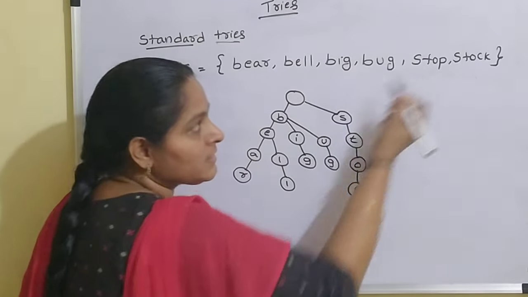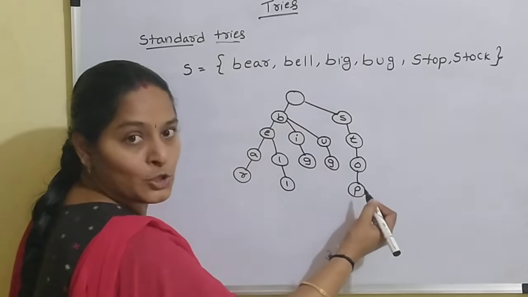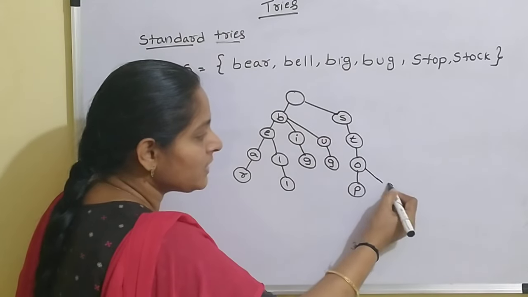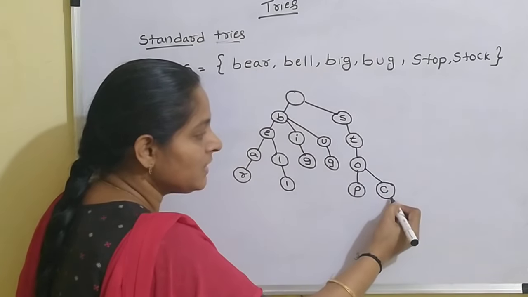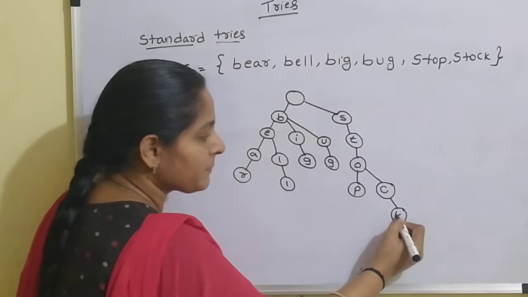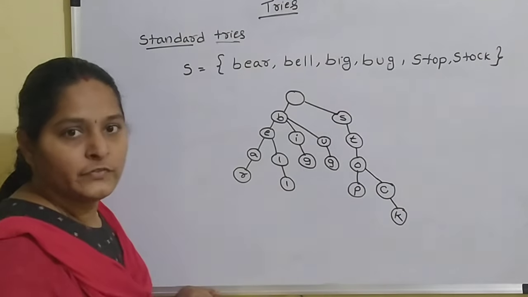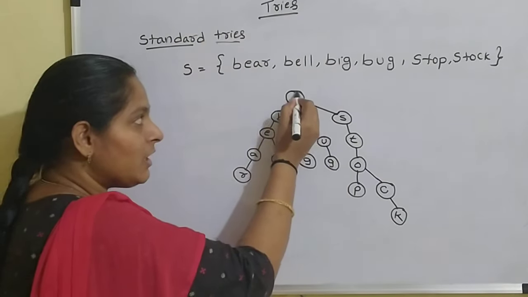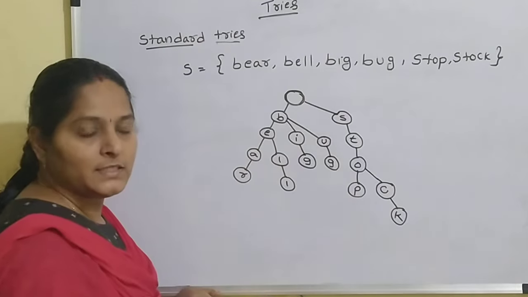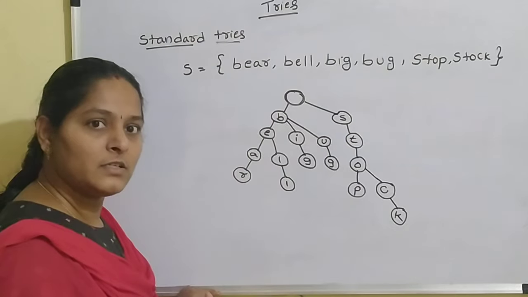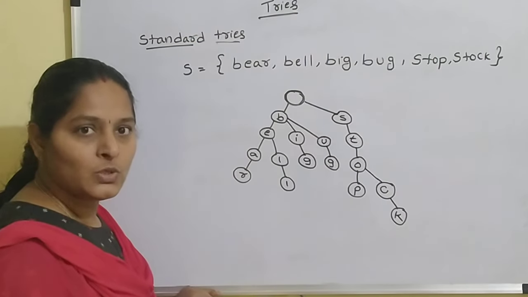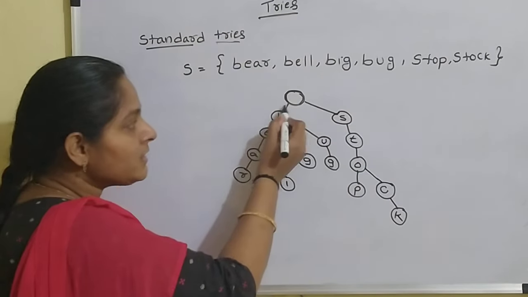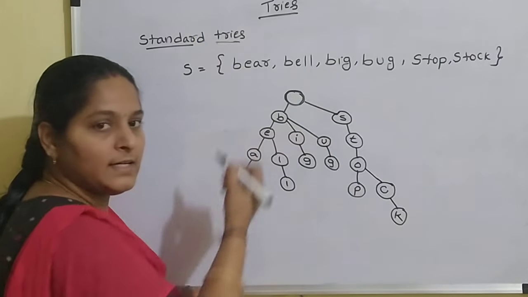Now next letter is C, but here the C is not matched. So S, T, O, from here onwards you can attach the node for C, then K. So this is the word for stock. If you observe here in tries, whatever trie it is, it may be a standard trie or compressed trie or suffix trie, you should not store any letter in the root position. Okay, and from the next level onwards you should store the letters.